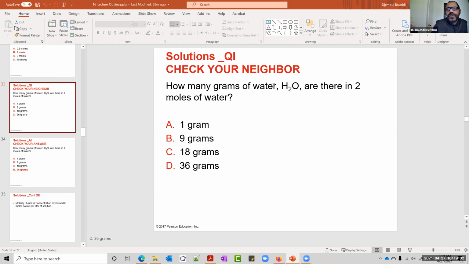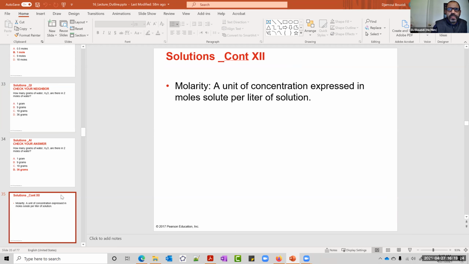How many grams of water, H2O, are in 2 moles? Well, in 1 mole, you have 2 times 1, which is 2, plus 16, that's 18. So you have 18 grams in 1 mole, but you have 2 moles, so 2 times 18, because 2 times 1 is 2 plus 16 is 18. 2 times 18 is 36, so the correct answer is 36.